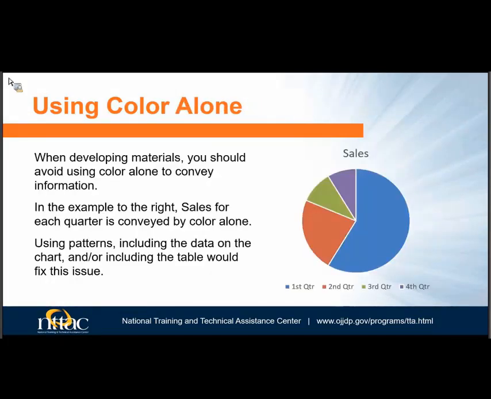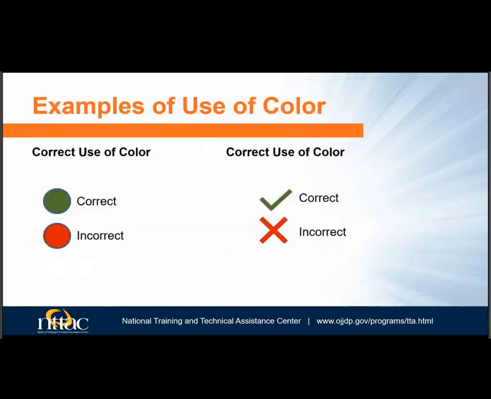Someone who cannot distinguish colors might have trouble telling the quarters apart on this pie chart. This can be fixed by including the data on the chart or using patterns for the different sections of the pie chart. Here are some examples of how color might be used to convey information in a Word file.